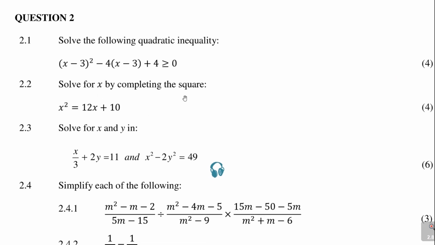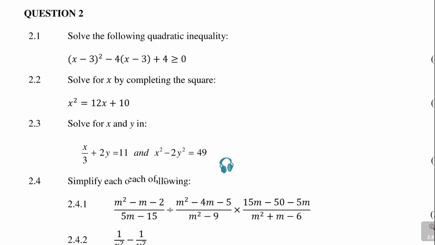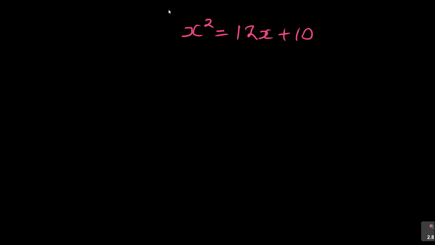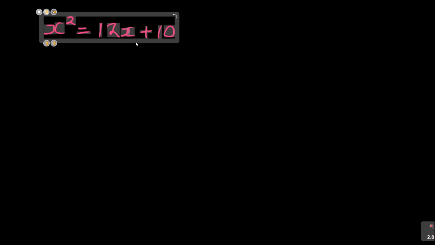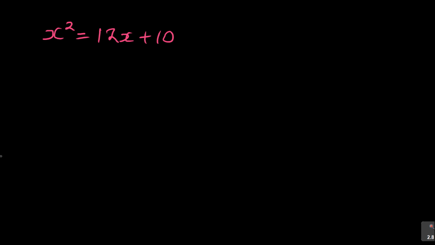It says solve for x by completing a square. There are 4 marks, and the skill of completing a square is very important. What we have there is x squared is equal to 12x plus 10. See that? If I'm going to complete a square, remember the steps that I need to do when completing a square. Let's look at them in brief.